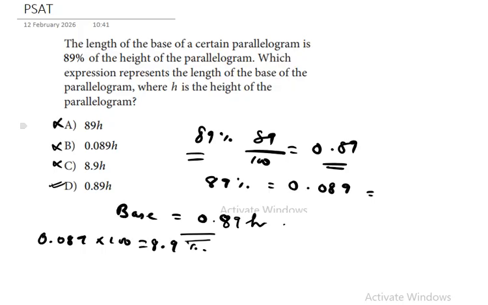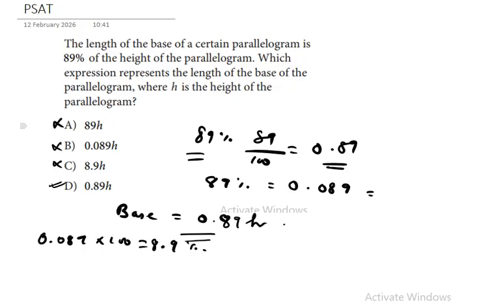Now let's go deeper and understand why students commonly make mistakes here. The biggest confusion comes from confusing percent with whole numbers. Remember, the percent is less than 100% and the decimal must be less than 1. 89% is less than 100%. So the decimal must be less than 1. That automatically eliminates 89h and 8.9h, because both are greater than 1.